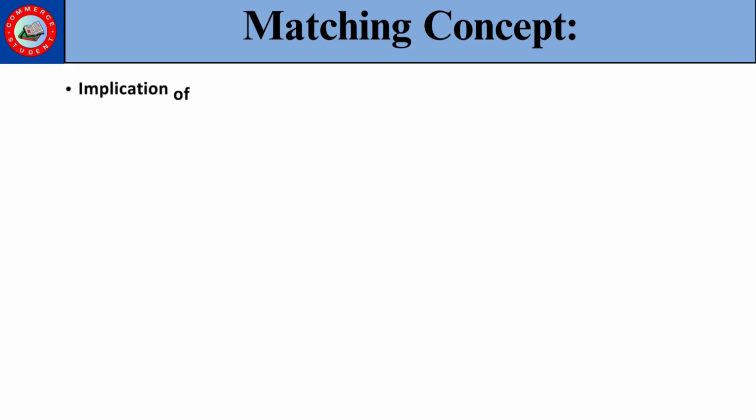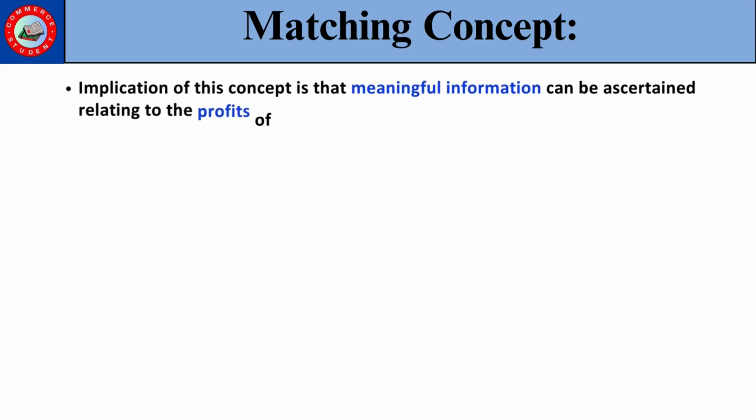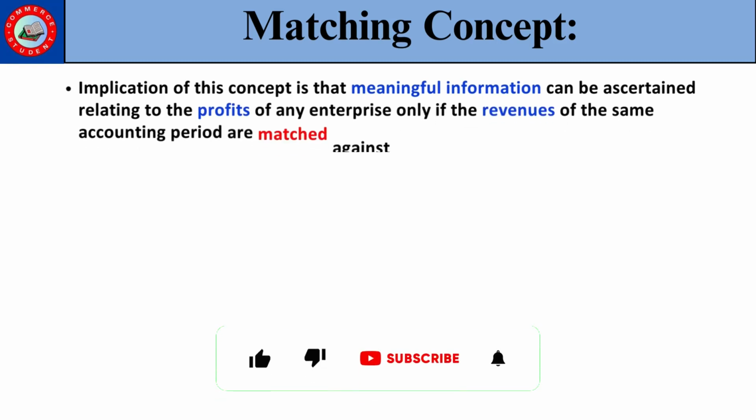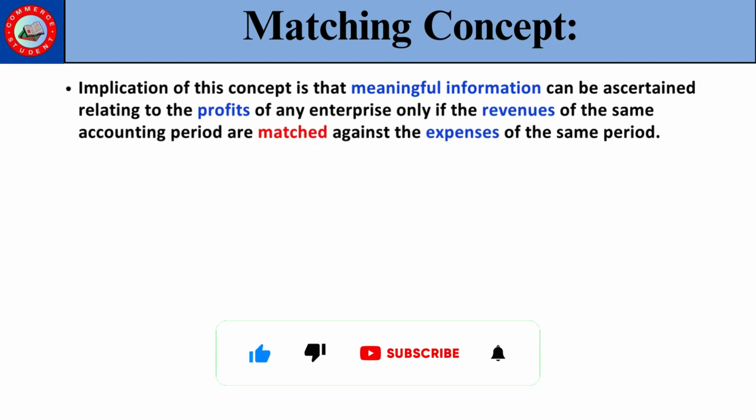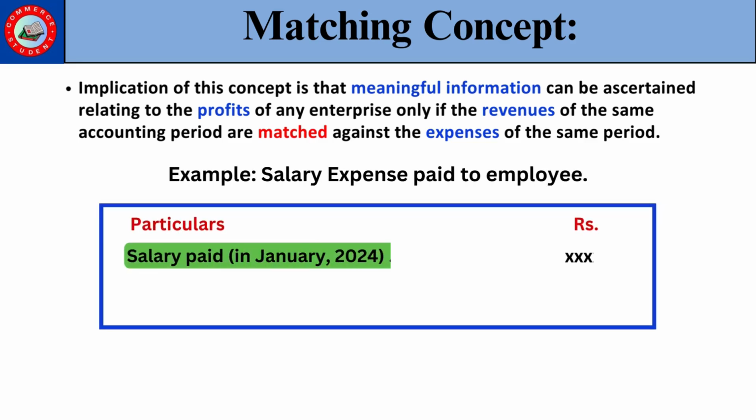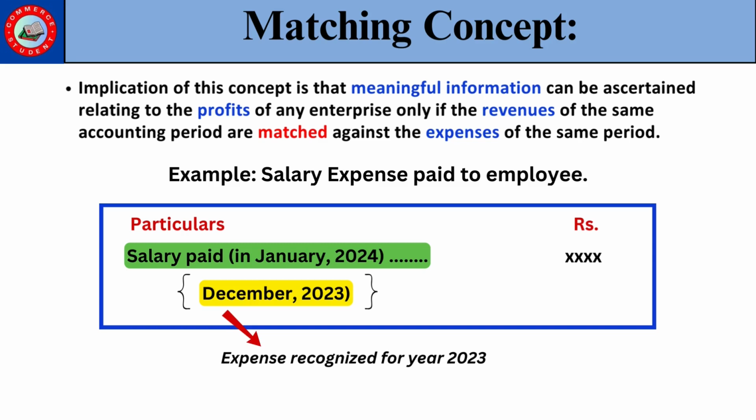The matching concept implies that in order to understand a business's profits, you should match the revenues earned in an accounting period with the expenses incurred in the same period. For example, salary paid in January 2024 relating to December 2023 should be treated as the expense for the year 2023 and not 2024. This ensures that financial statements accurately show how profitable the business was during that time period.